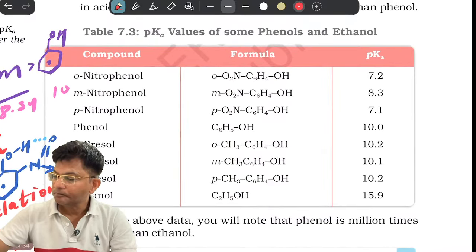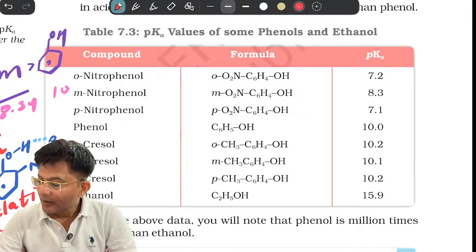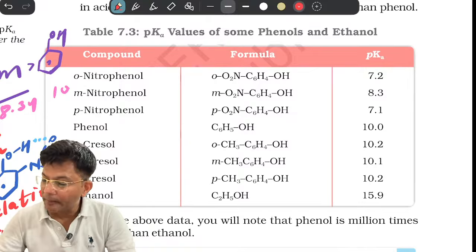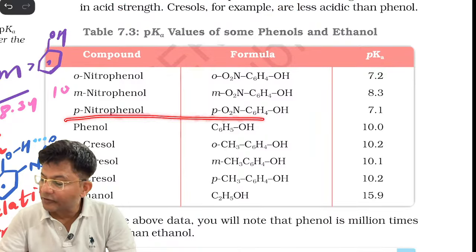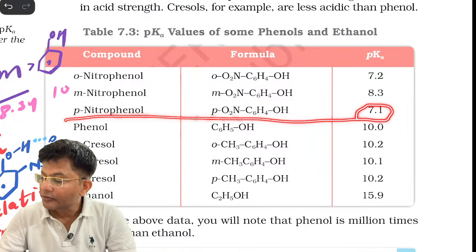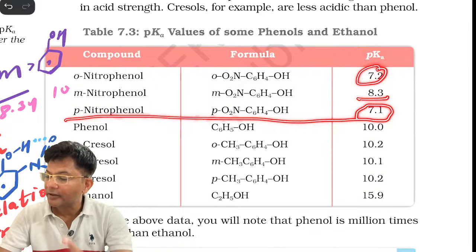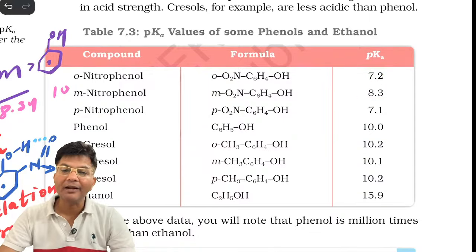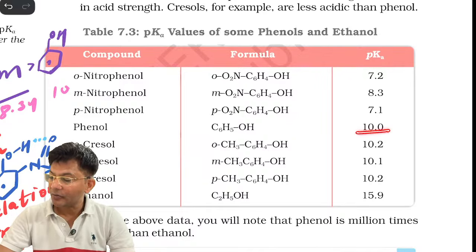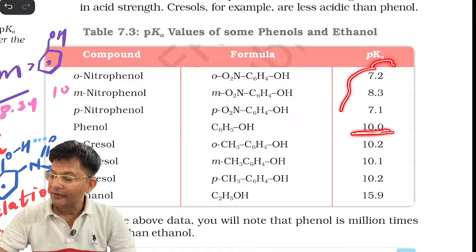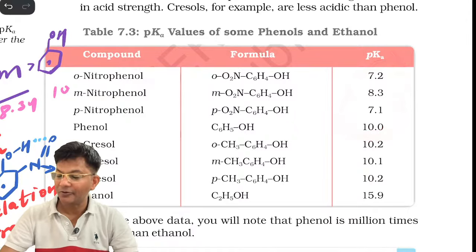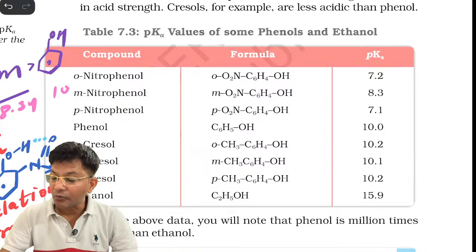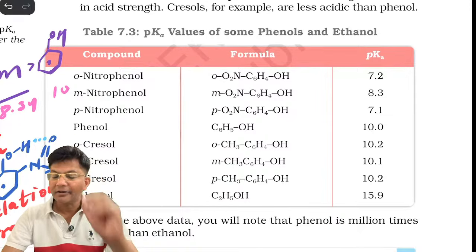Now see, in para-nitrophenol, the values are 7.1, 7.2, 8.3, a very slight difference. Most people will fail in the examination on this. Now, phenol is 10. Whatever values I have given, they are writing the same values. The question comes: what is cresol? They have written cresol also.